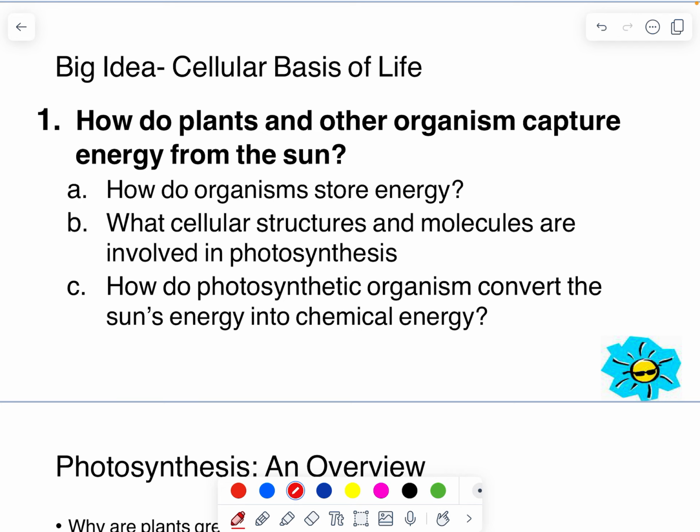So here's some big questions. How do plants and other organisms capture energy from sunlight? So we're going to talk about pigments. How do we store it? What is involved, which is huge as far as photosynthesis goes. And how do they convert it, right? Because energy can't be created or destroyed.